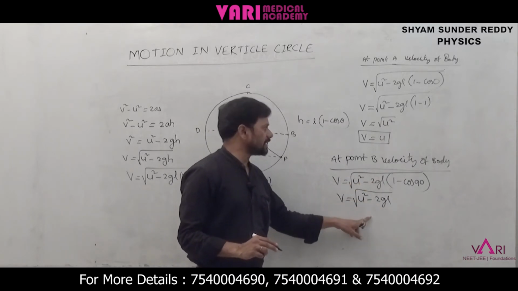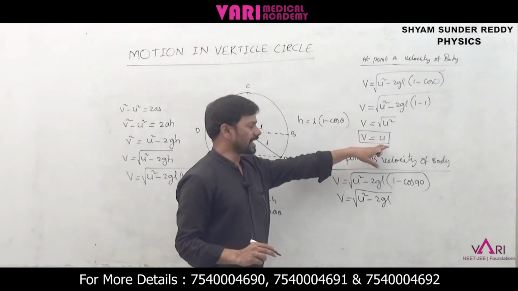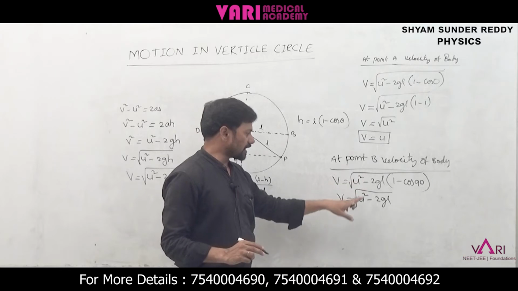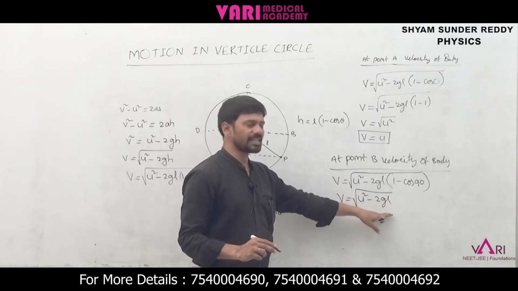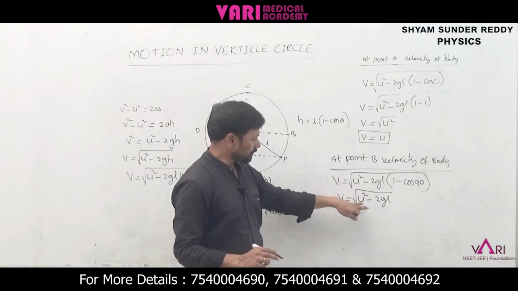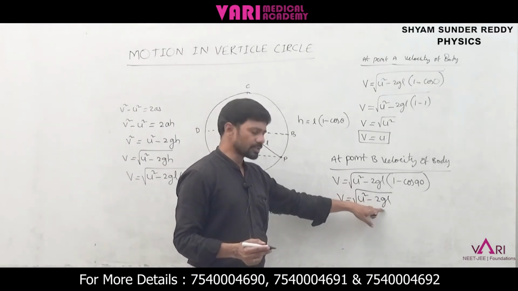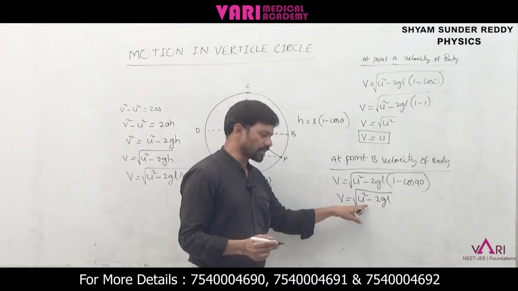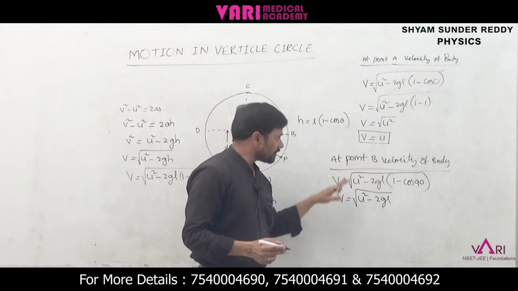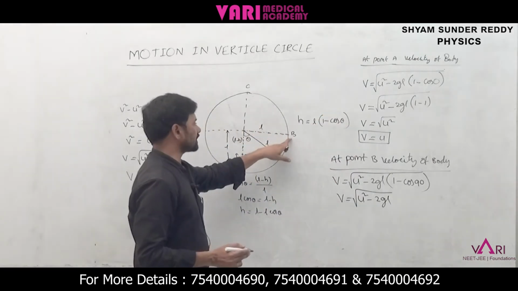This value is less than this. At point A, velocity is U. At point B, velocity is the square root of U square minus 2gL, which is less than U. Just take, for example, U is approximately 10 meters per second and the subtracted term is 2, so the total is 8. Here it is 10. That's why from point A to point B, the velocity decreases.